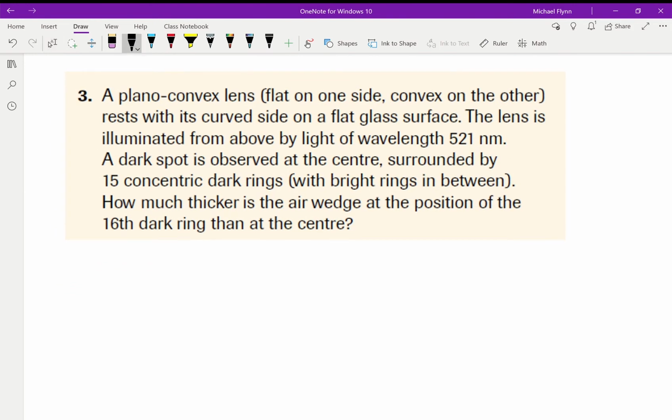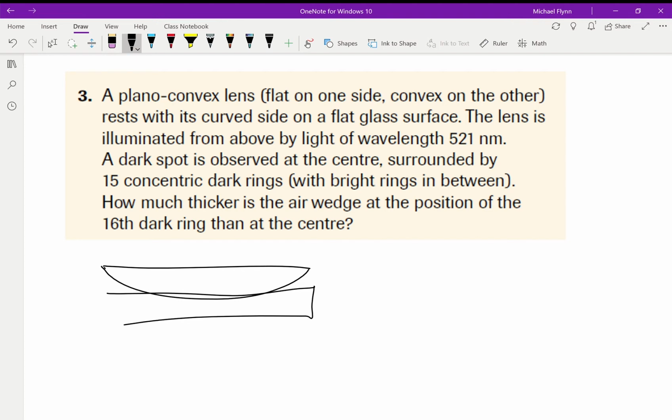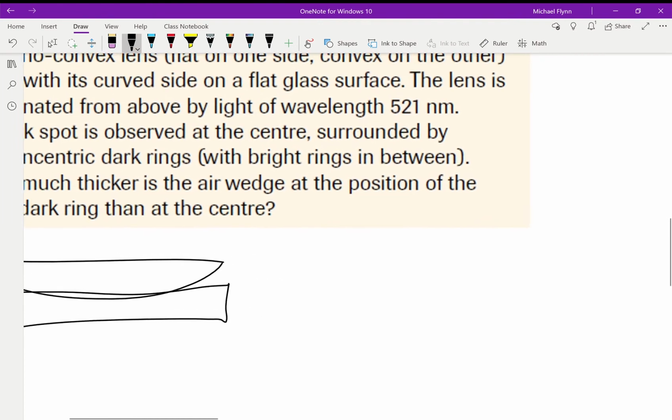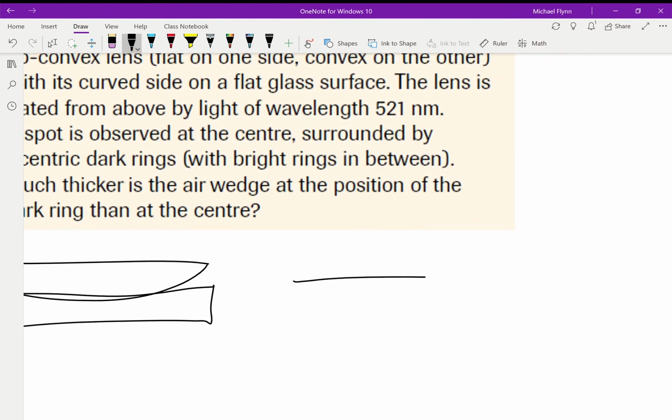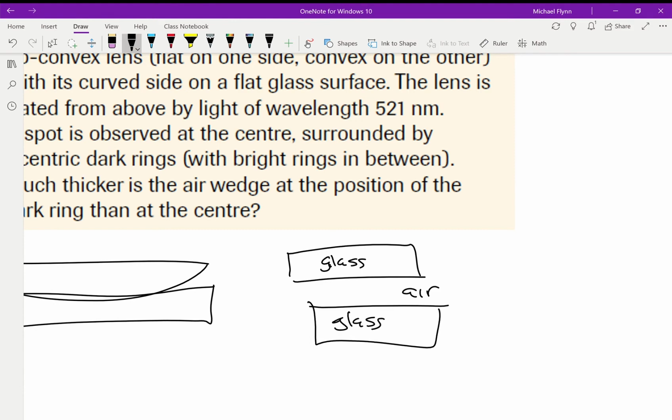But here's the deal with this. Again, you've got this glass like this, glass like this. At the center of the path, they're touching, so the path difference is 0. But again, you're going to have glass, air, and glass. And again, it's just like the last question.